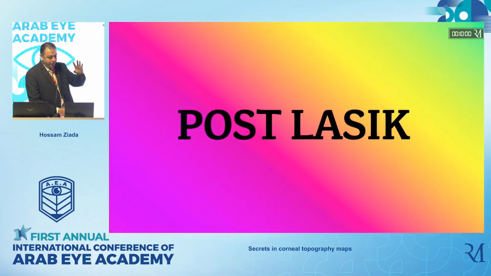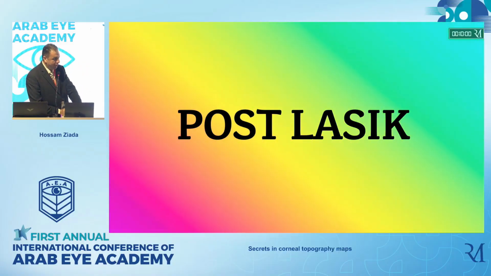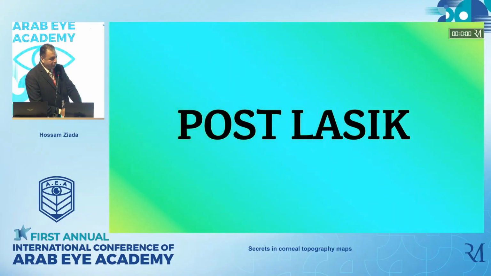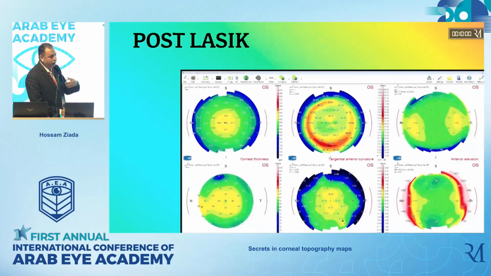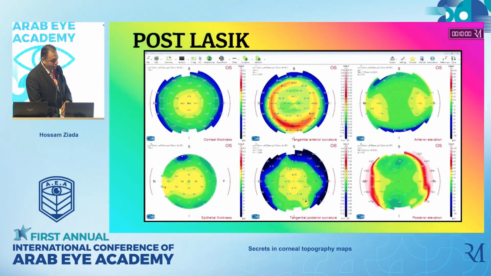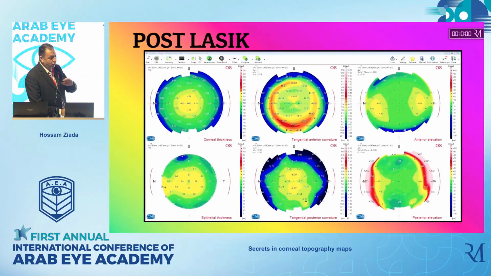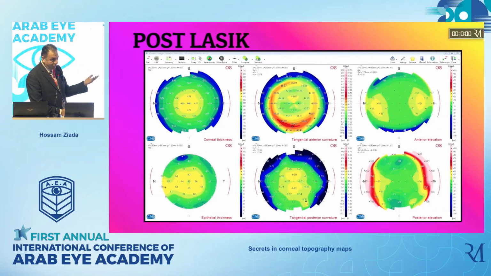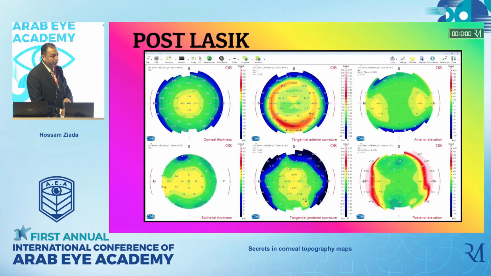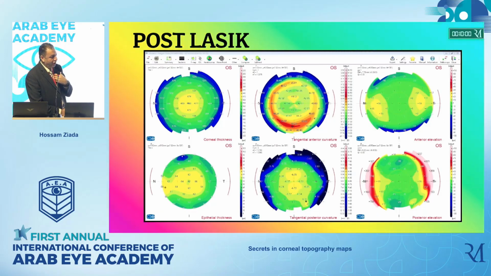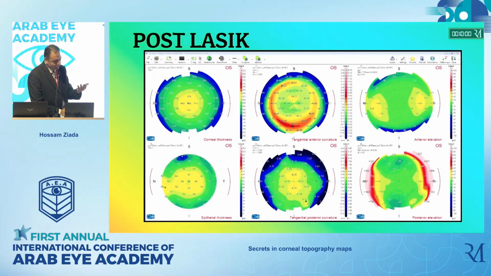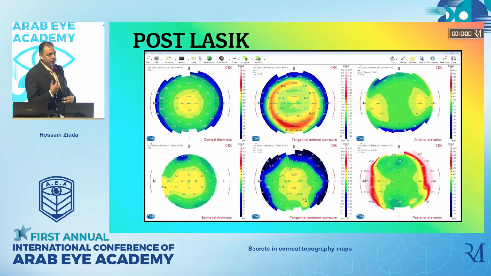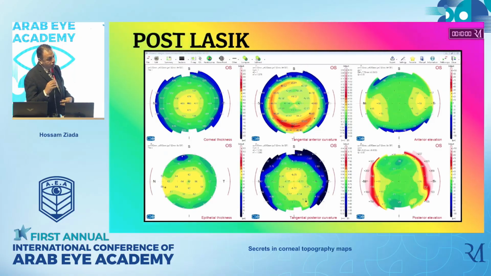I will finish with post-LASIK because the epithelial thickness map is doing a great job in the post-LASIK patients. Especially, as Dr. Omar and Dr. Amr said, we don't rely on the Belin Ambrosio in the post-LASIK patients, but the epithelial map may give me very important information, especially about the regression or the residual errors after LASIK surgery.